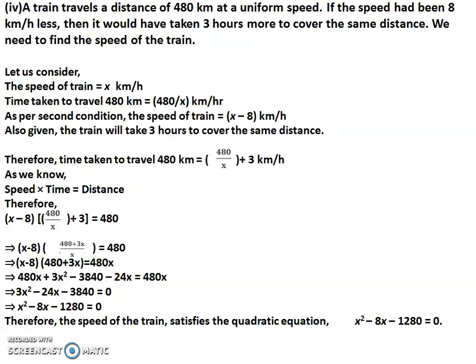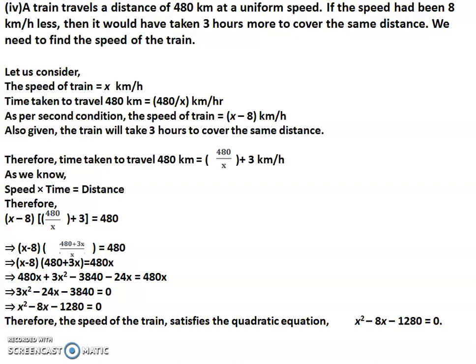Now, a question here is, a train travels a distance of 480 km at a uniform speed. If the speed had been 8 km/h less, then it would have taken 3 hours more to cover the same distance. We need to find the speed of the train. Which is the quantity you have to find here? It is the speed of the train. So let us take the speed of the train as x km/h.